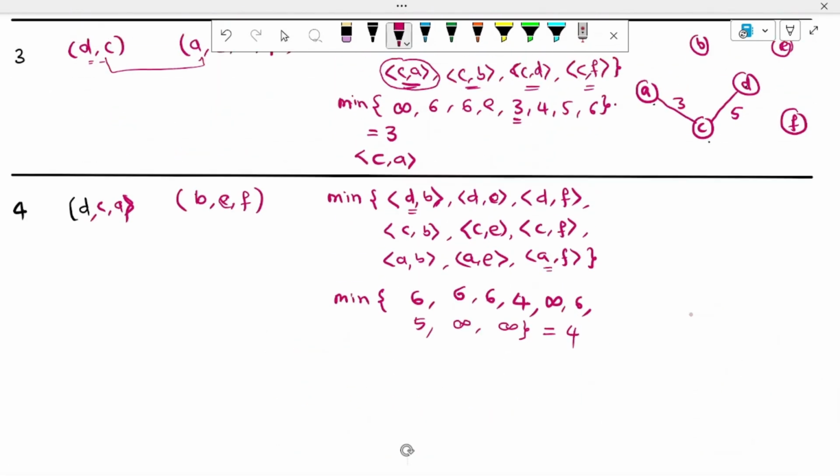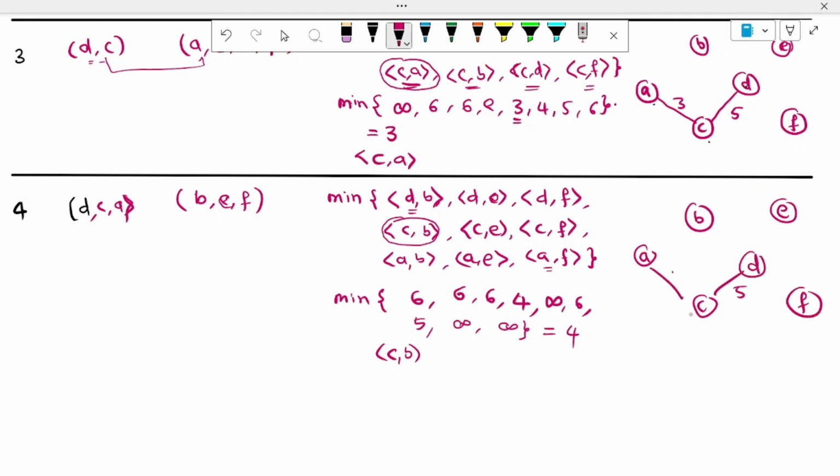Now you can observe which particular edge we are going to choose. It is going to be C and B, CB. So you can write here: CB is chosen, and therefore our illustration of the graph at this stage is this. This is 5, this is 3, and this is 4, right? And then going to the next step.